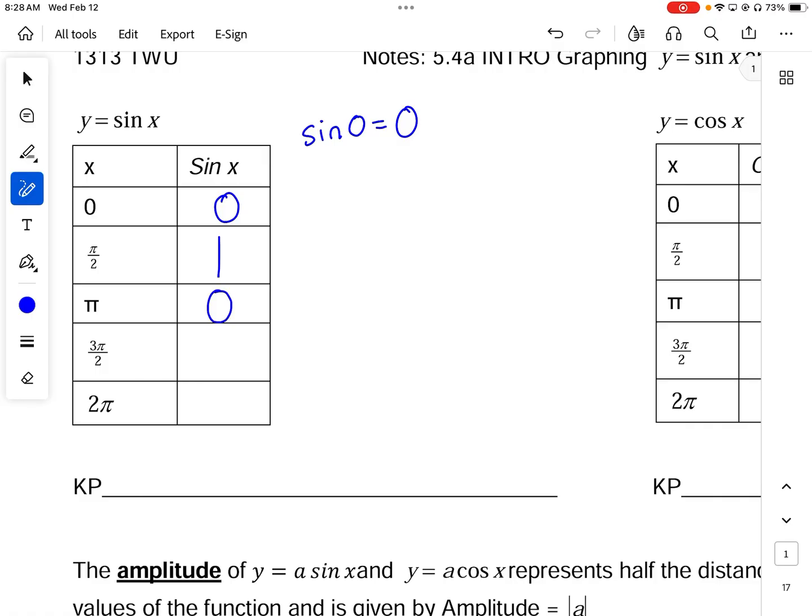And then 3 pi over 2, go to your unit circle, go to 3 pi over 2. What's the y value there? -1. And then 2 pi, well, that's just back to 0, right? Because it's 360. So it would be 0 also.